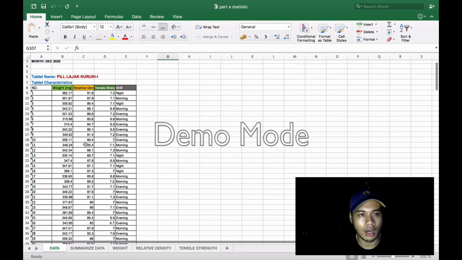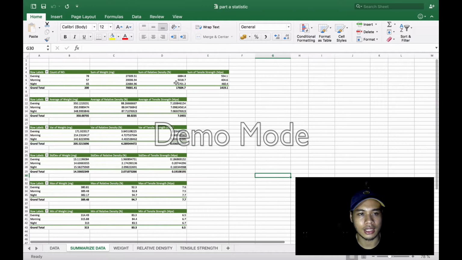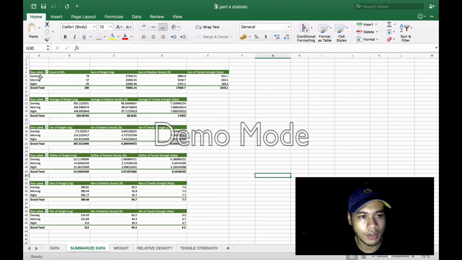From this data, we can summarize it by using a pivot table. So this is the summarized data that we have using the pivot table. We can see here evening, morning, and night. We can find the count of number, sum of weight, sum of relative density, and sum of tensile strength. From this table, I can summarize it into average of weight, average of relative density, and average of tensile strength. This also uses the pivot table. And then we can find the sample variance, standard deviation, maximum, and minimum.